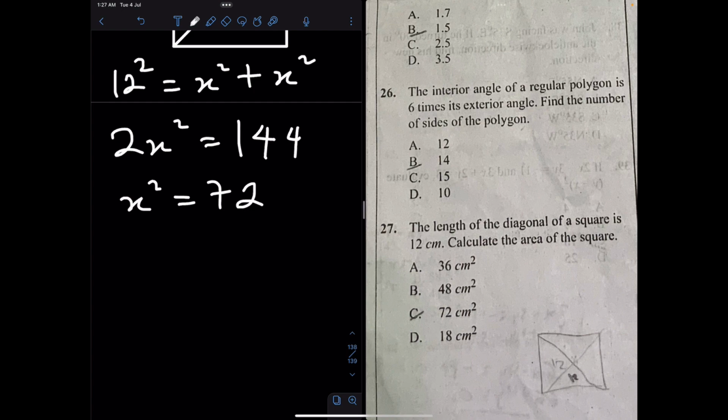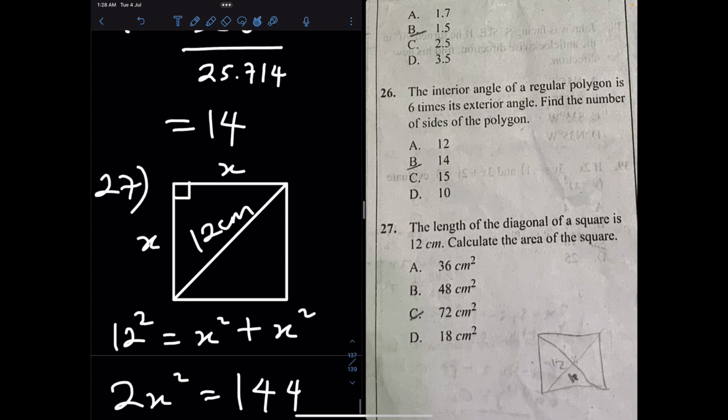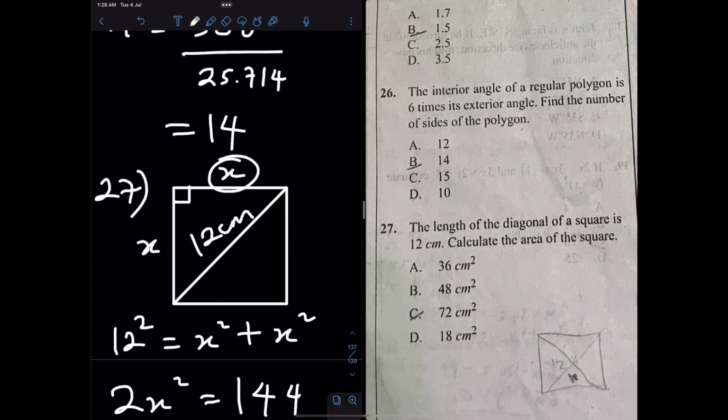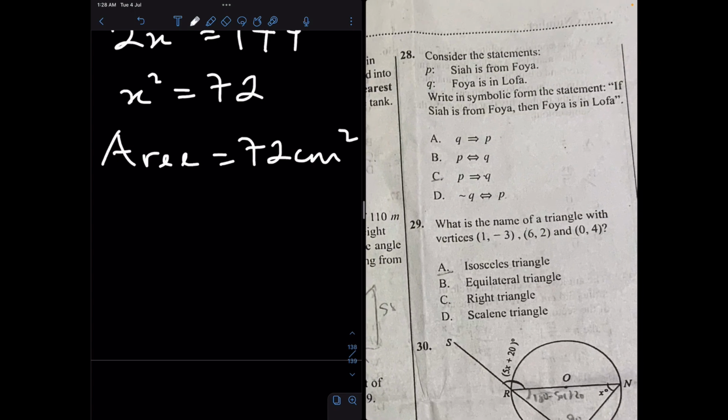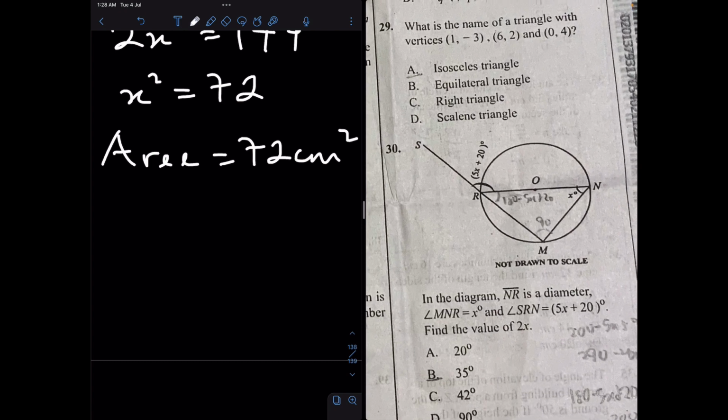And that's simply the area of the square. Area of a square is actually length times breadth, which is x times x. x times x is x squared, and we already found that to be 72. So that means the area of the square is equal to 72 centimeters squared. That was a slightly tricky one. And the correct option is C. We go straight to the next, which is number 29.